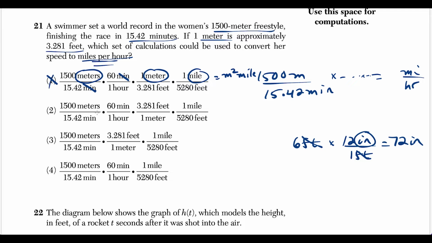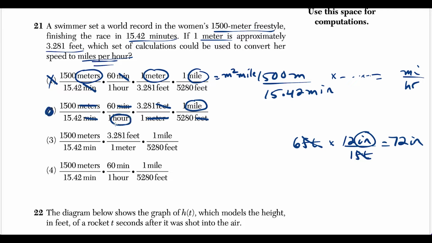Now, if we look at the next answer choice here, we have 1500 meters over this. And what we need to wind up with at the end is miles per hour. So something like this, feet over feet cancels. Then the next thing I could look for to cancel is meters. Notice meters cancels like this. And then minutes over minutes cancel. So right now, all we're left with is miles per hour. So this choice is looking really good.